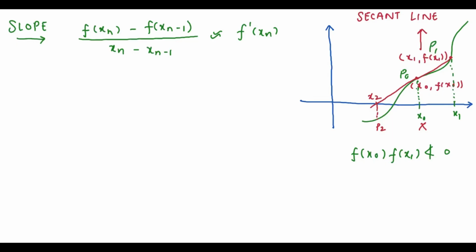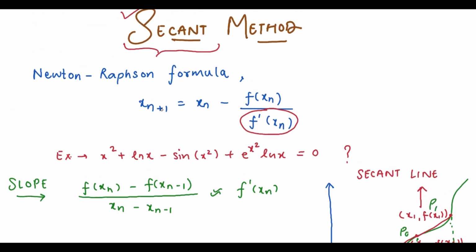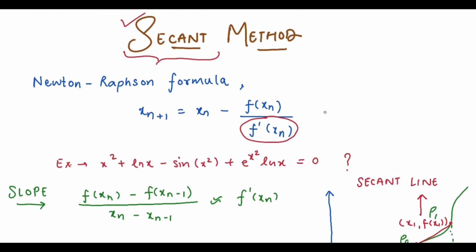Now we come to the most important part of today's lecture. Most students simply memorize the secant method formula, but instead let us derive it. We begin with the Newton-Raphson method, that is x(n+1) equals x(n) minus f(xn) divided by f dash (xn). Mark it as the first equation.